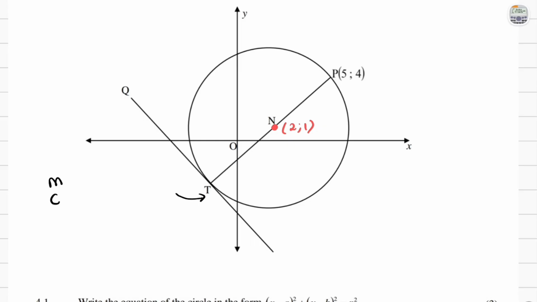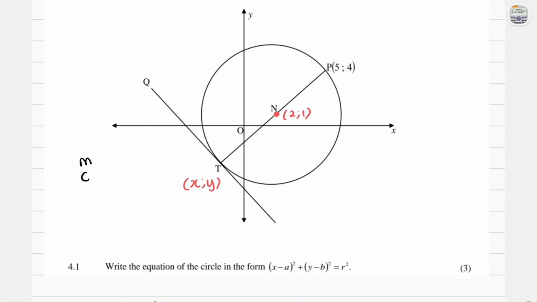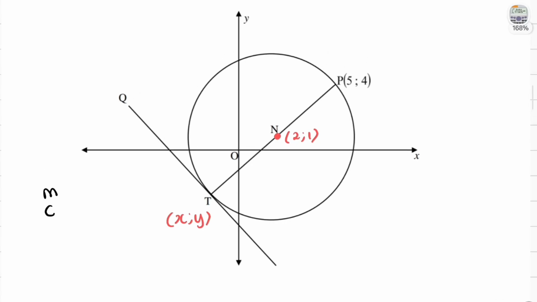We don't have T, but we can actually find it because we know the center, we know this point on the circumference, and we know that this is a diameter. So we can use the midpoint formula to find T, seeing that we already know what the midpoint is. I'll call T x and y. Clearly, the first thing we need to do is find T. Or we could find the gradient first. The gradient is fine. Let's find the gradient.